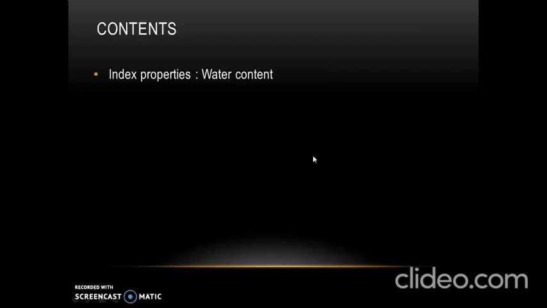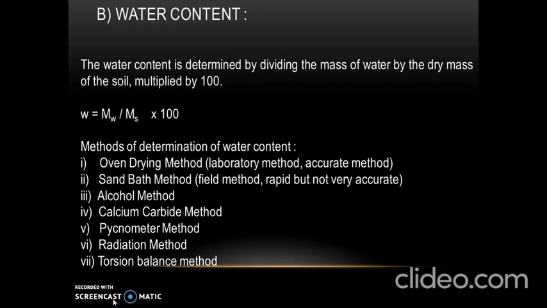In this presentation, we will go through the next index property, that is water content. Water content is found out if we know the mass of water and the dry mass of the soil. So it is determined by dividing the mass of water by the dry mass of the soil multiplied by 100. So we can write the formula to find water content as mass of water divided by dry mass of soil, that is MS, multiplied by 100 will give us the water content.